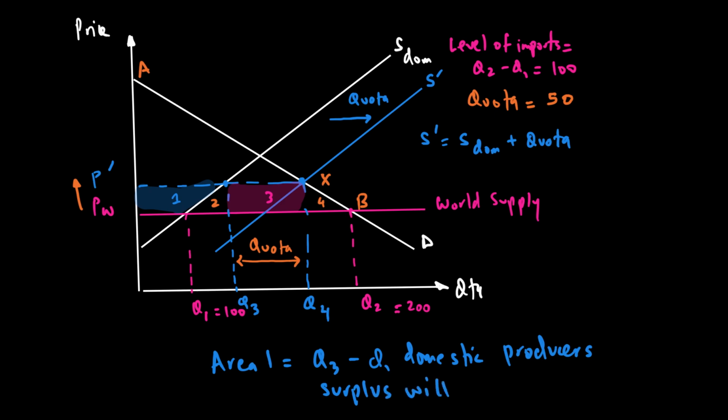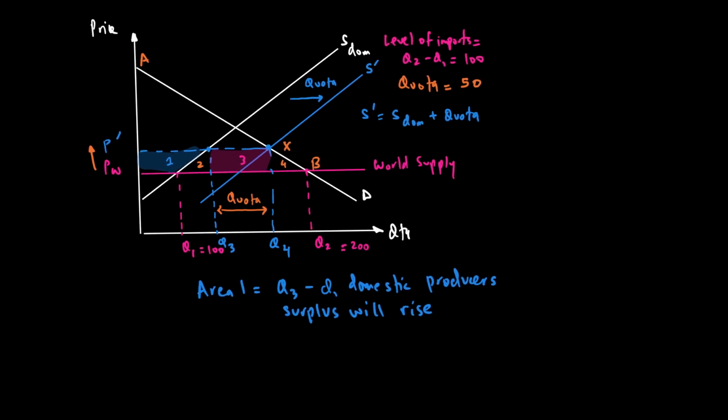So area 1 is going basically to domestic producers in terms of higher producer surplus. But what about areas 2 and 4? We say areas 2 and 4 are what we call deadweight losses, because some inefficient producers are producing more, which is Q3 minus Q1, but at the same time, Q2 minus Q4, domestic consumers are denied the good. So it's the same as the tariff story.